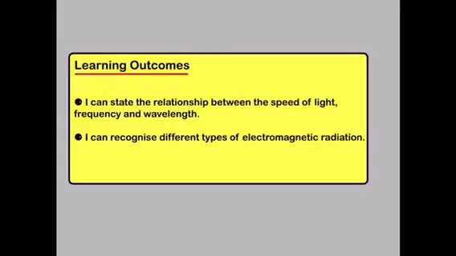So by now you should be able to state the relationship between the speed of light, frequency and wavelength, and you should also be able to recognise the different types of electromagnetic radiation.